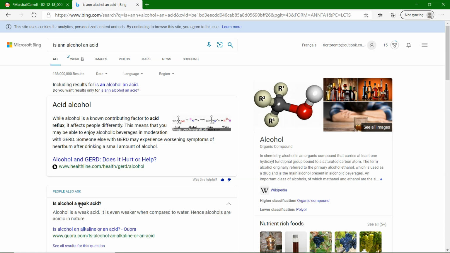It is even weaker when compared to water. Hence, alcohols are acidic in nature. Well, someone said it to be so. In chemistry, alcohol is an organic compound that carries at least one hydroxyl group. Okay, so yeah, it can be thought of as a weak acid. Okay, that's good for now.